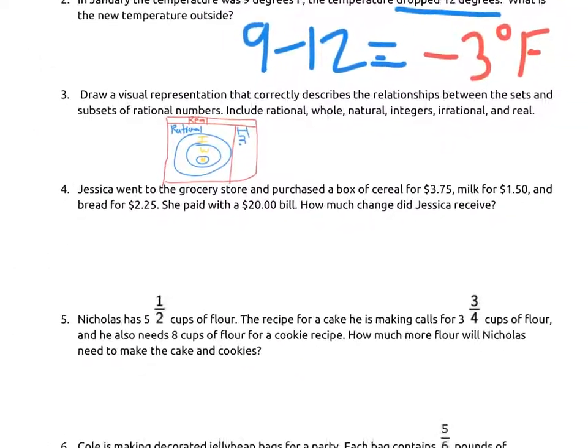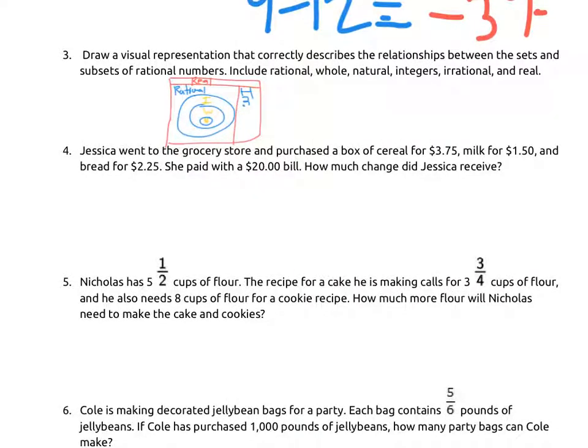Now take a look at number 4. Hopefully this sounds familiar because we've been over this one before. It says Jessica went to the grocery store and purchased a box of cereal for $3.75, milk for $1.50, and bread for $2.25. She paid with a $20 bill. How much change did Jessica receive? Just like going to the grocery store, we got to get a total first. So we bought the cereal, the milk, and the bread. We need to find out how much our total is first.